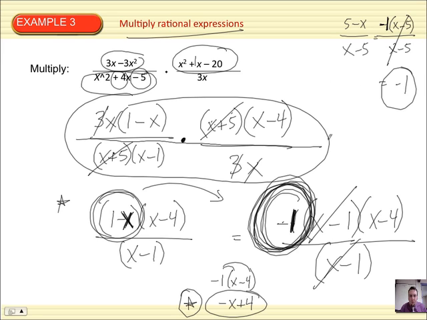Understand that concept, you'll see it again. Okay, there's example number 3.